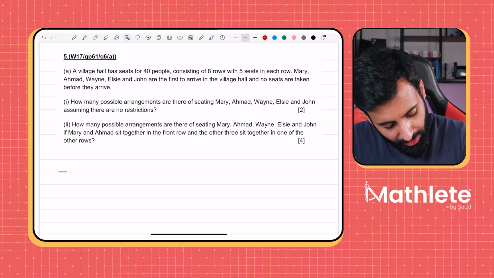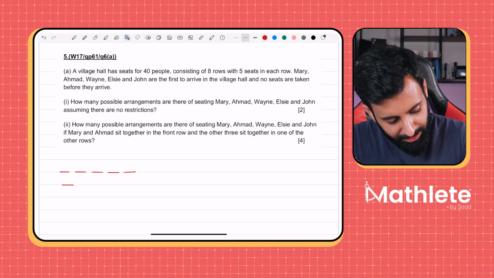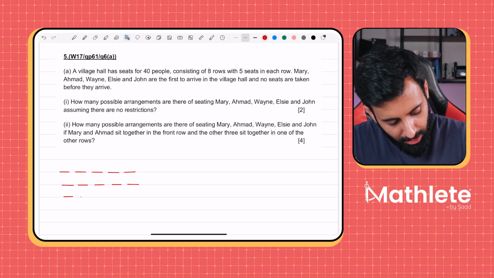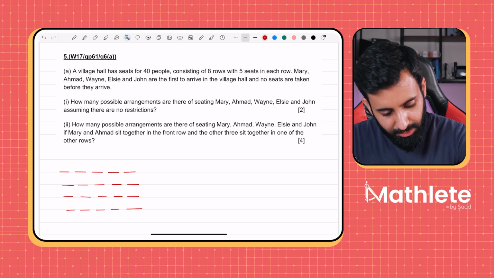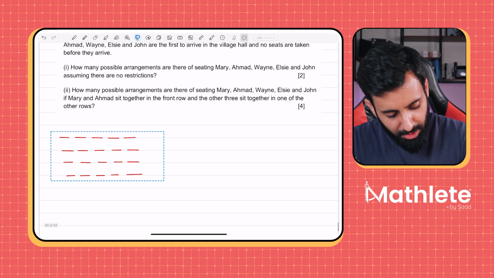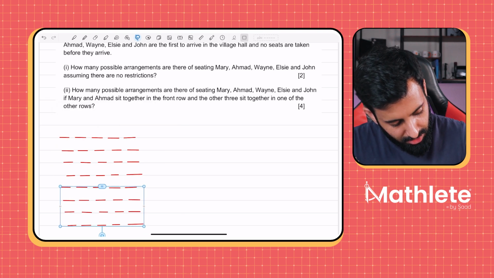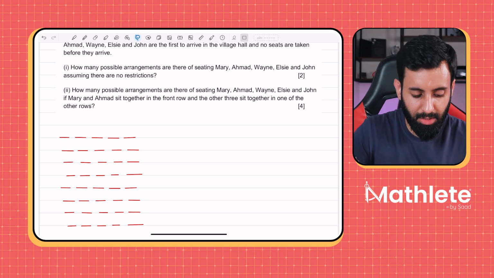So the seating arrangement is for 40 people and there are 8 rows with 5 seats in each row. So that means this is what it looks like. So you have row 1, row 2, row 3 with 5 seats, row 4 with 5 seats, and like these, you have how many rows? You have 8 rows. Okay, so that means this is what the seating arrangement looks like.